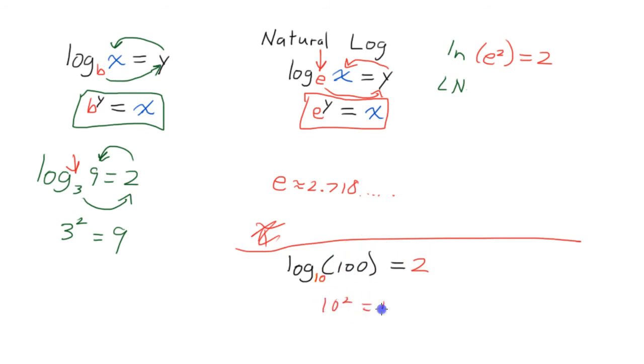10 squared equals 100. Now, most of the time we can't just figure out these logarithms in our head, which is why we have the buttons on our calculators to help us out. But this one we can see, 10 to the second power equals 100. I hope that helps.